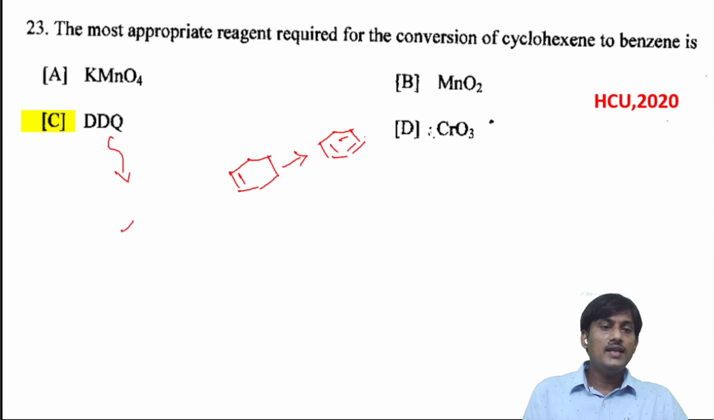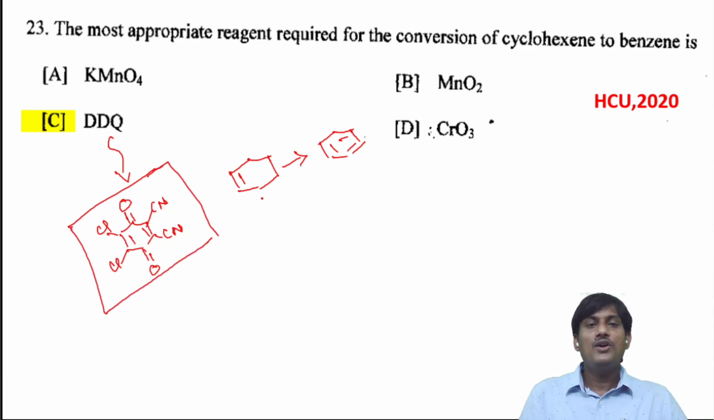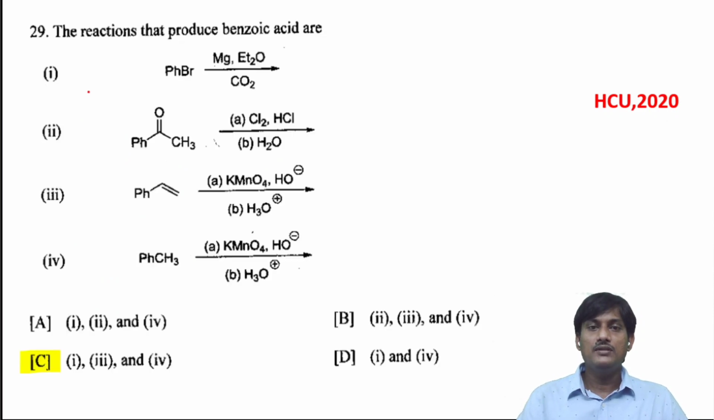DDQ means dichloro. This is the structure. It's 2,3-dichloro-5,6-dicyanoquinone. Okay, this reagent is used in the removal of hydrogens from organic molecules. So when you use DDQ, there is a removal of 4 hydrogens and there is an aromatization of cyclohexene. This is the best reagent for the conversion of cyclohexene into benzene.